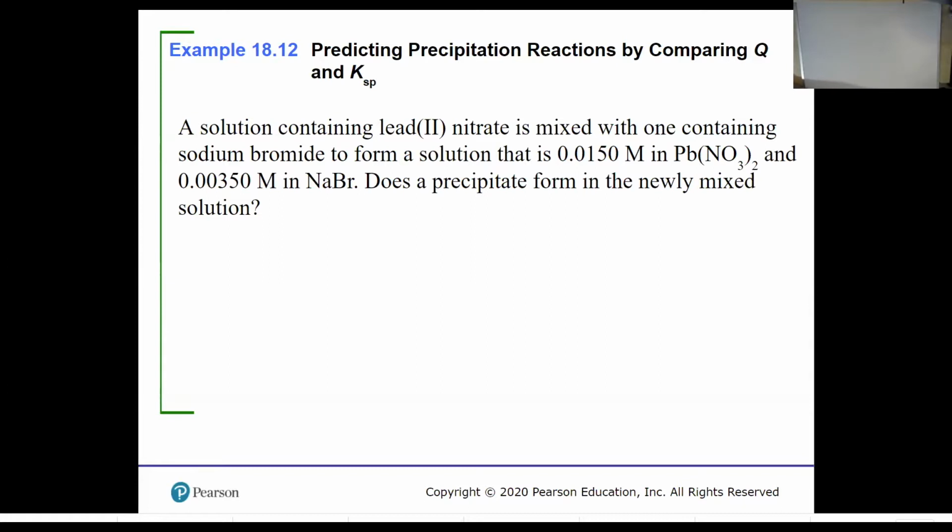Okay, so let's pick up where we left off last time. In the question we're looking at here, we're going to be using Q to figure out what's happening with a particular reaction. Okay, so everything comes back again. So let's take a look at this question.